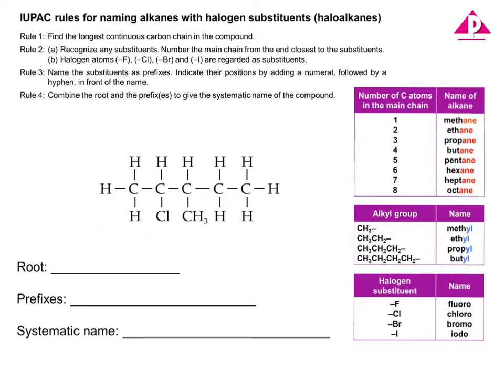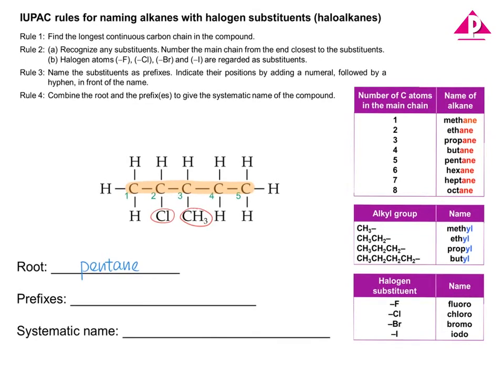Now consider the naming of an alkane with a halogen substituent. In this compound, the longest continuous carbon chain has 5 carbon atoms. For 5 carbon atoms, we name it as pent. So the root is pentane. There is a chlorine atom in this compound. Note that the halogen atom is regarded as a substituent for haloalkanes. So there are 2 substituents here, the alkyl group and the halogen substituent.